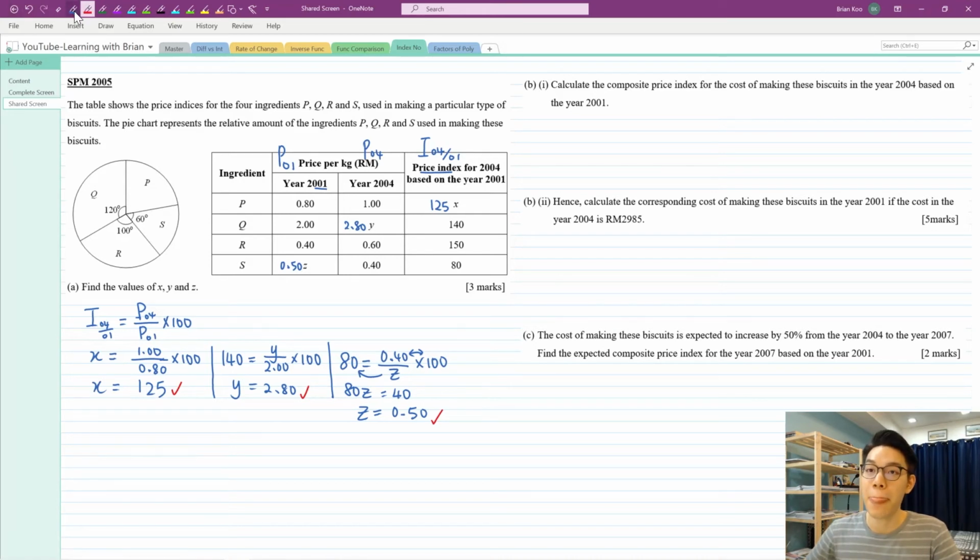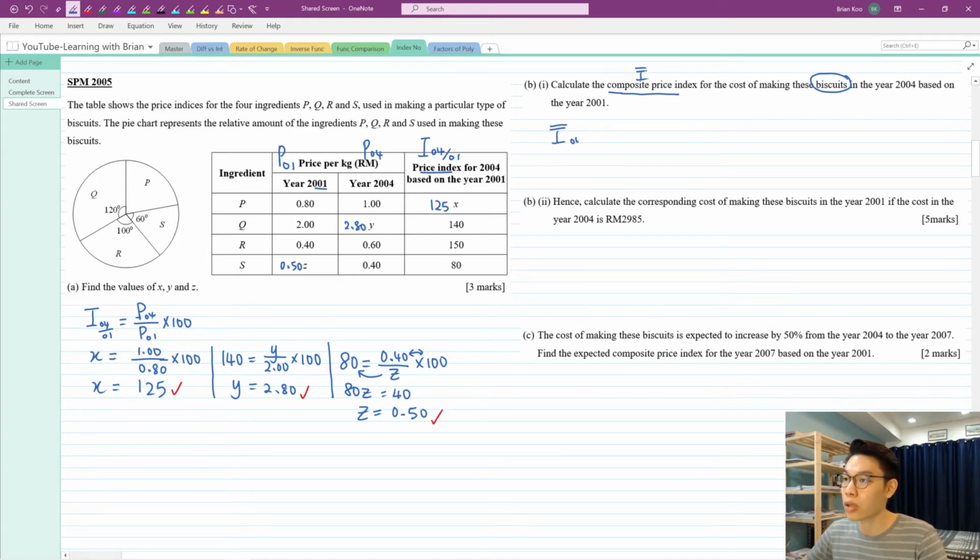Part B. Calculate the composite price index for the cost of making this biscuit in year 2004 based on year 2001. So composite price index meaning we are looking for the I bar. And it's quite obvious because if they are talking about the main product, which is the biscuits, then it would be I bar. If they're talking about only the ingredient P, Q, R, S, then it would be I. Be very clear of that. So we are looking for I bar for year 2004 based on year 2001.